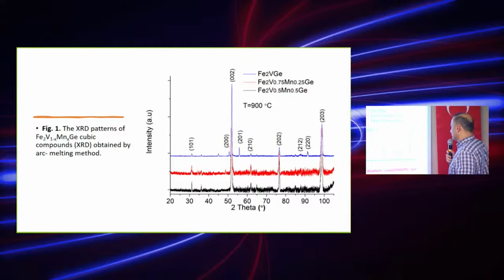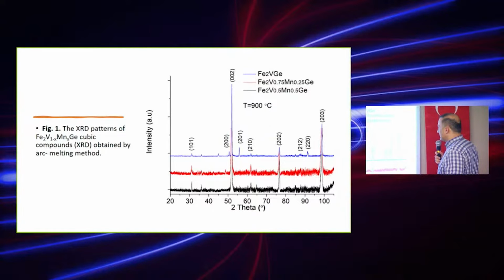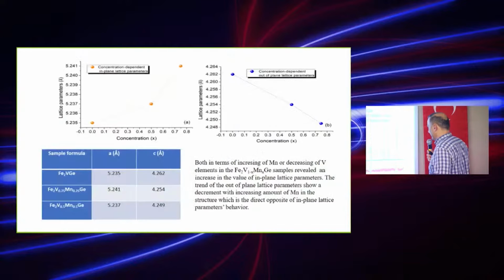From the manganese side, we got the XRD properties of it to understand whether we have some extra phases or not. These are the XRD patterns of the vanadium-doped Fe2MnGe cubic compound we obtained by the arc melting method. We just have some little peaks here. The contribution of the little peaks is not that important for the overall results.